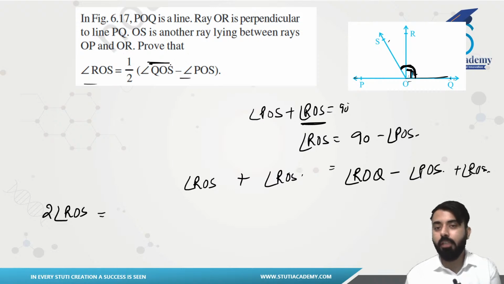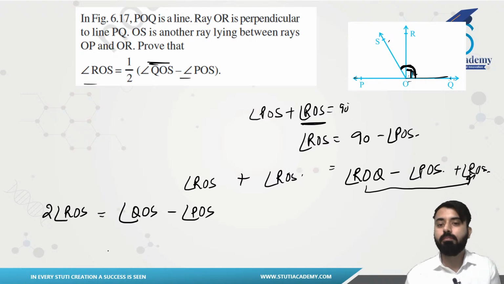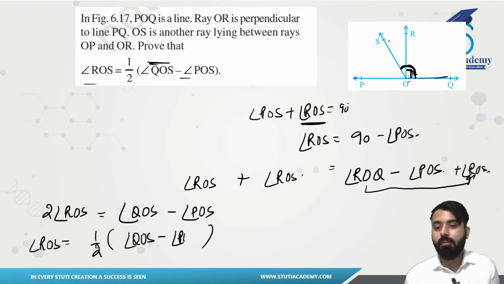QOS, right? That is the case. So angle ROQ and angle ROS will add up to angle QOS, and I'm left with a subtraction, angle POS, right? So angle ROS will be what? Twice on the other side, half of angle QOS minus angle POS. So that is the proof that we had to prove. So you guys see, hence proved.